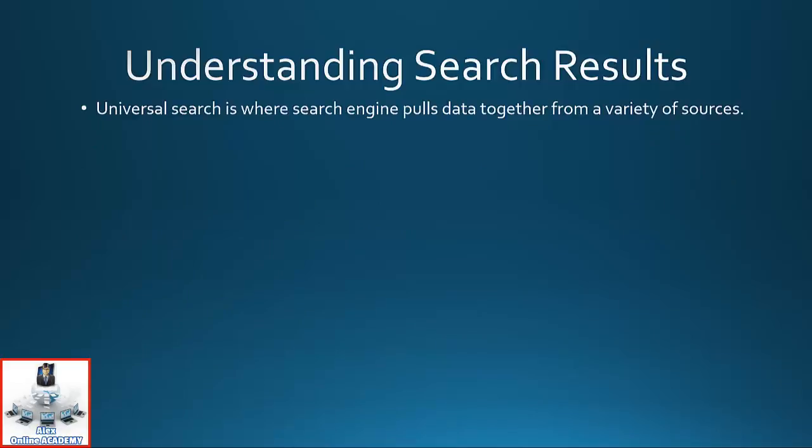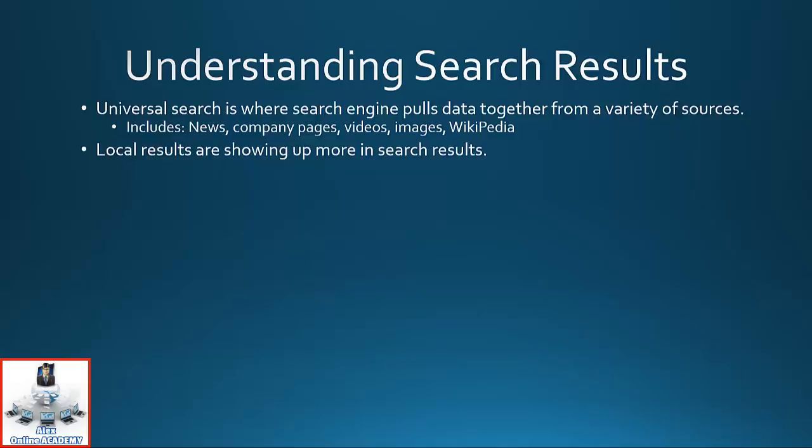Universal search is where search engines pull data together from a variety of sources. So this could include a conglomerate. Sometimes you'll do a search and you'll get news stories show up. You'll get company pages that just pop up, videos, images, you'll get a Wikipedia article, and they might be the main theme of that Google search page. They might almost take it over in the top part of it before they show results below. So you'll see that sometimes. Local results, again, are showing up more in search results.